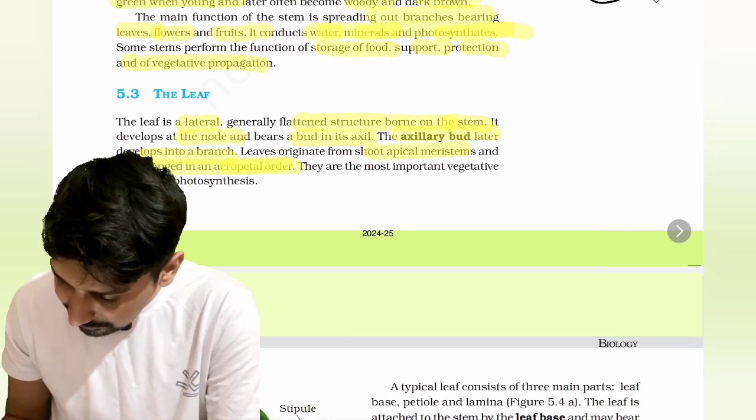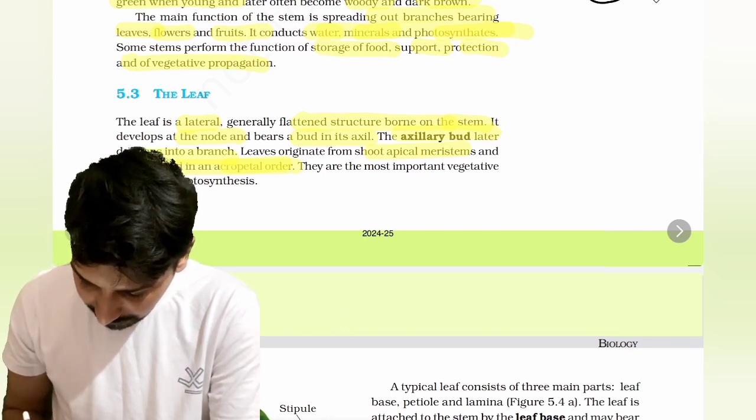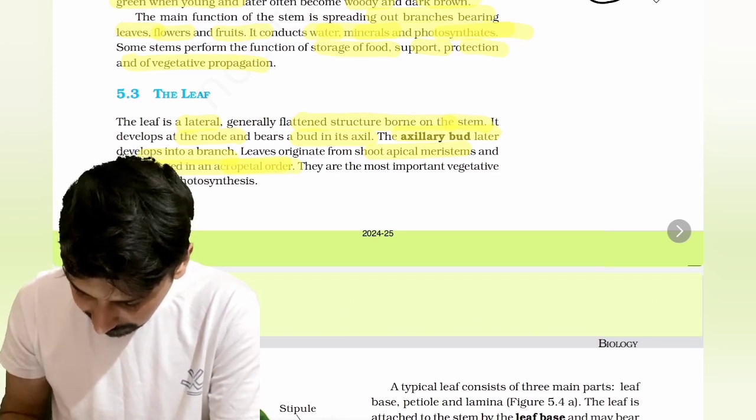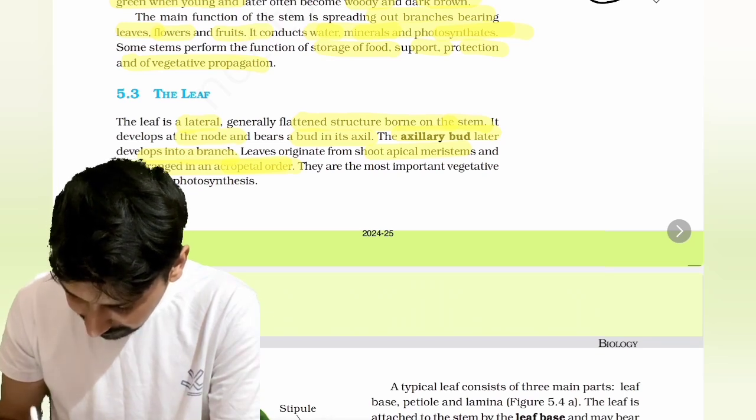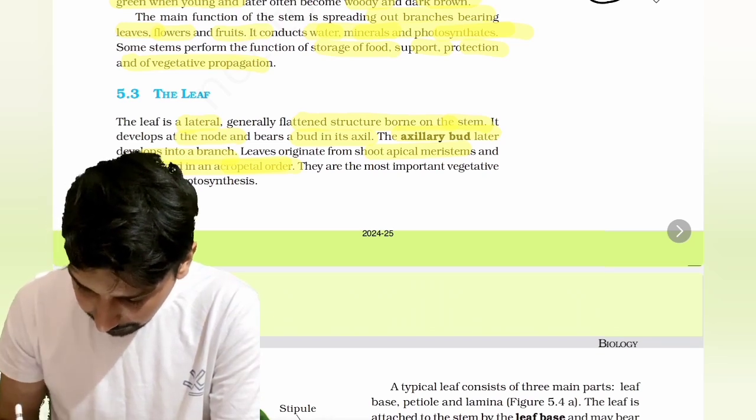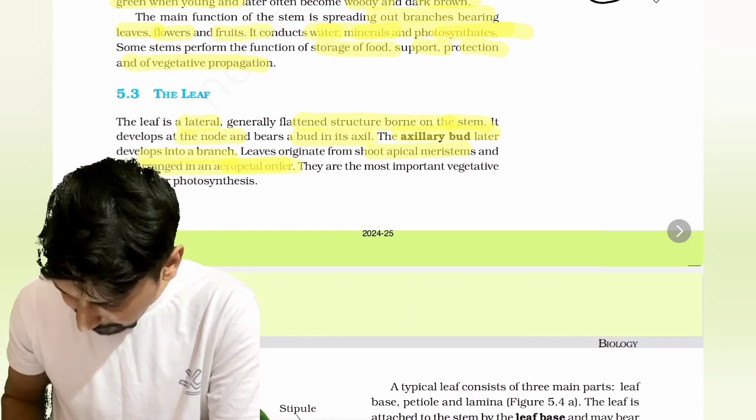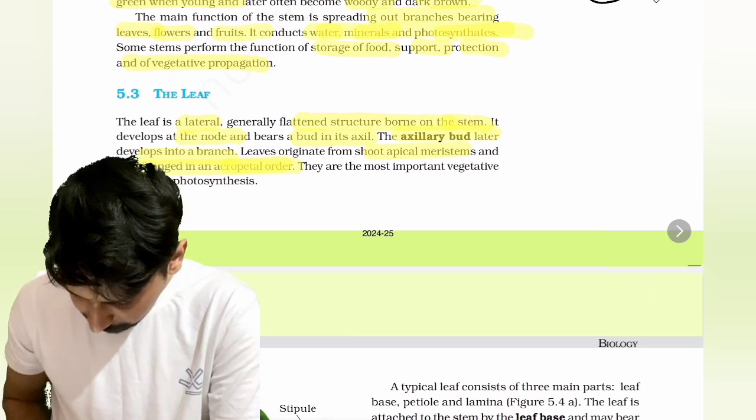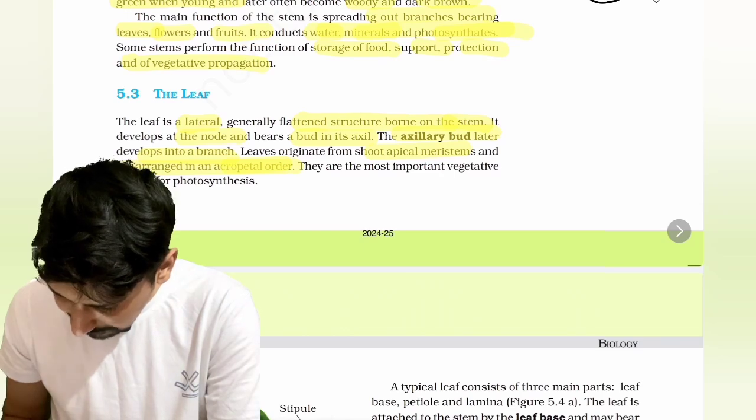A typical leaf consists of three main parts: leaf base, petiole and lamina. You can see here, this lowest part is our leaf base. Then you have our petiole. Then you have our main leaf, that is our lamina. Leaf base, petiole and lamina.